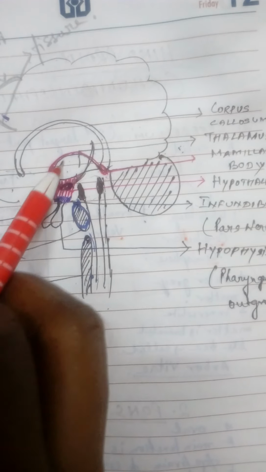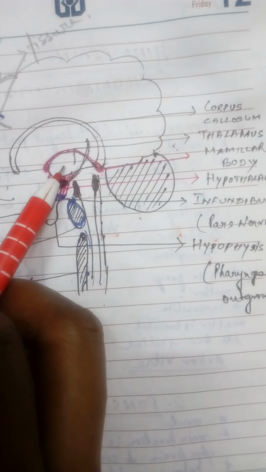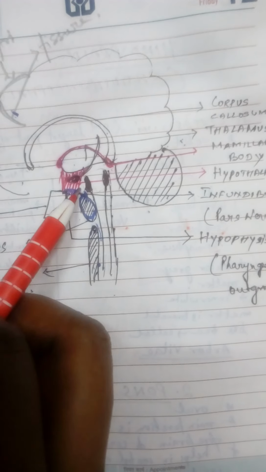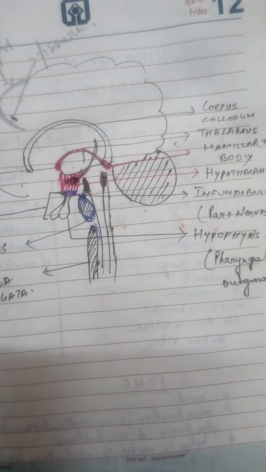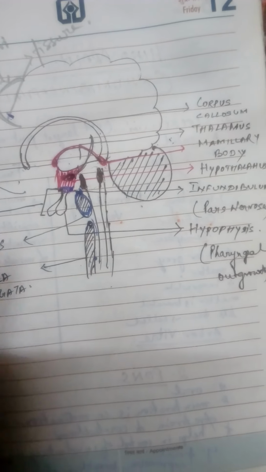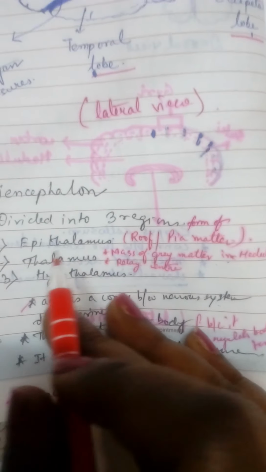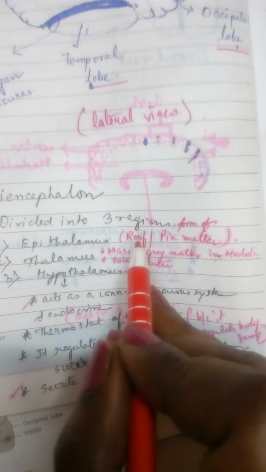So again I am saying, the roof is called epithalamus, the white color portion that is present is called thalamus, and then this red color is called hypothalamus. So what is the main function of this epithalamus? The epithalamus basically forms the roof of the diencephalon.